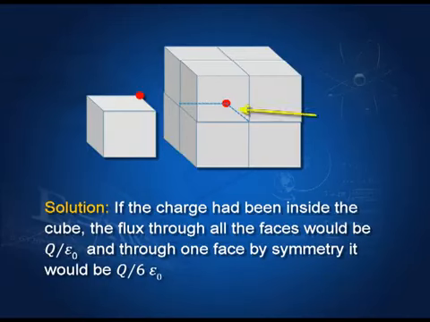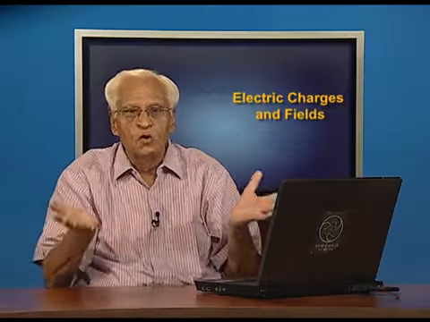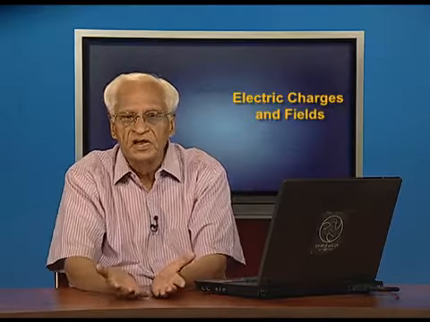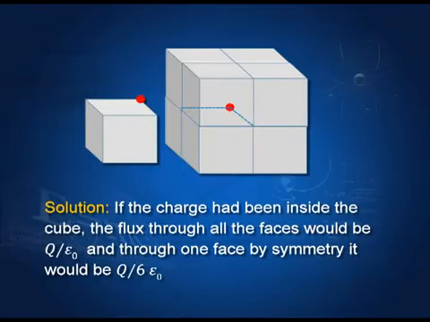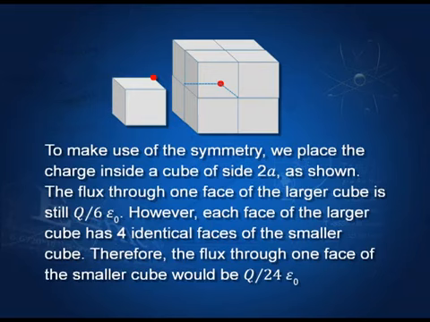You see, I have shown this dotted surface of the earlier cube, and the charge was here, and now the charge is inside. Therefore, the flux through all the sides of the cube would be equal to q by 6, because there are 6 surfaces all equal in area. But now one surface is equal to 4 times the surface of the original cube. Therefore, the total flux through this side is 1/4 of q by 6. So, it is q by 24.